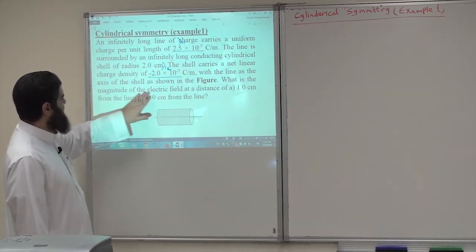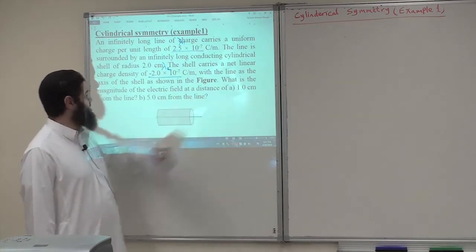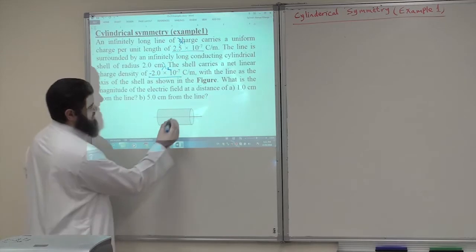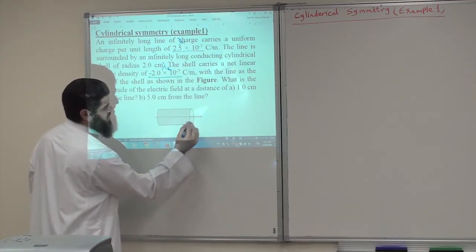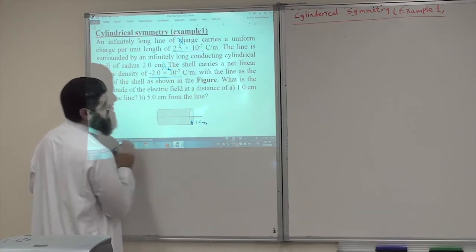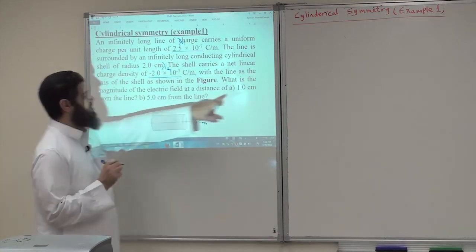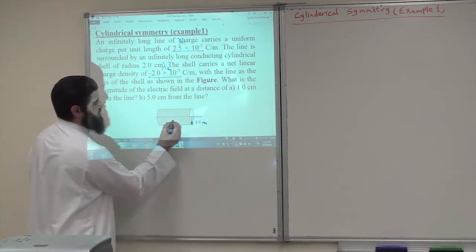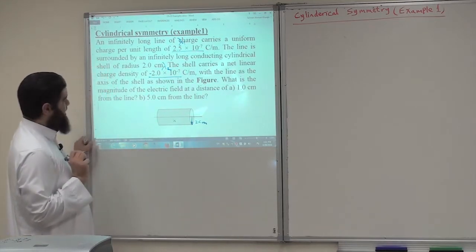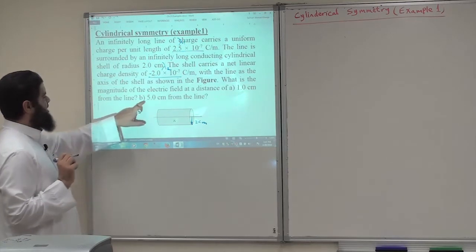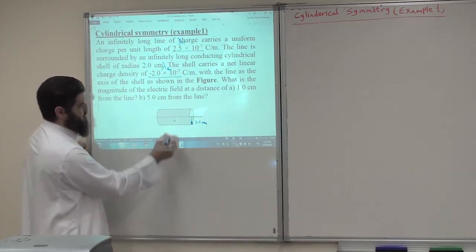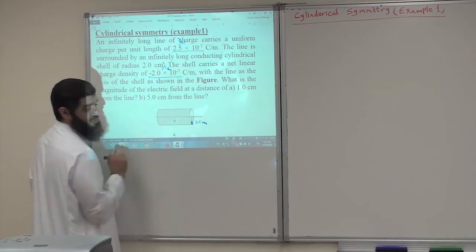What is the magnitude of the electric field at a distance of 1 centimeter from the line? Okay, so this distance, the radius, is 2 centimeters. He is asking about the electric field at a distance of 1 centimeter. What is the electric field here? Okay, this is part A. Part B, he is asking about the electric field 5 centimeters from the line. So it will be outside, the electric field outside.